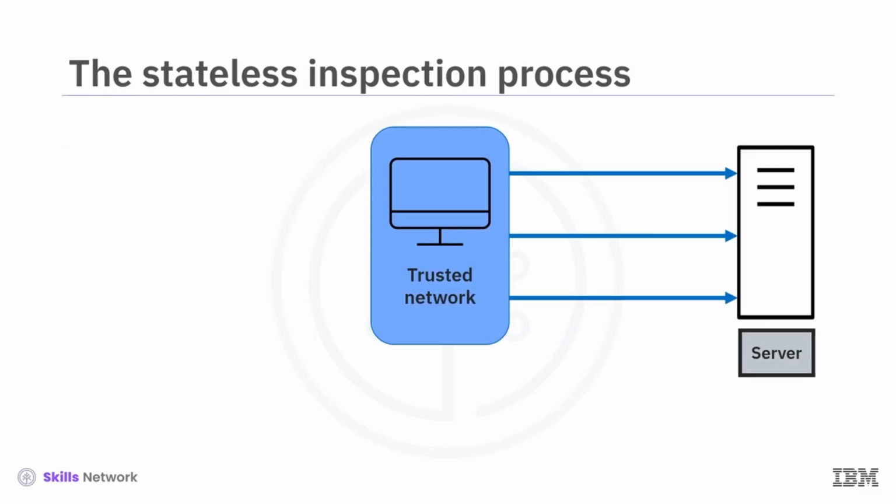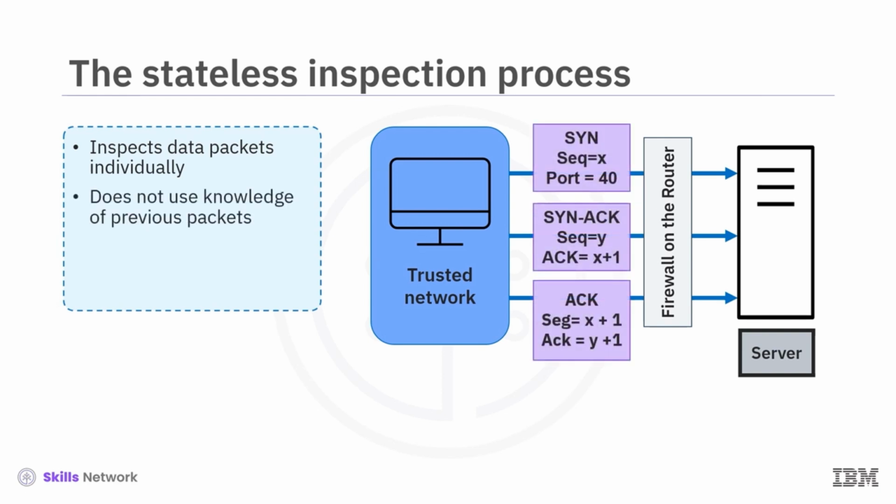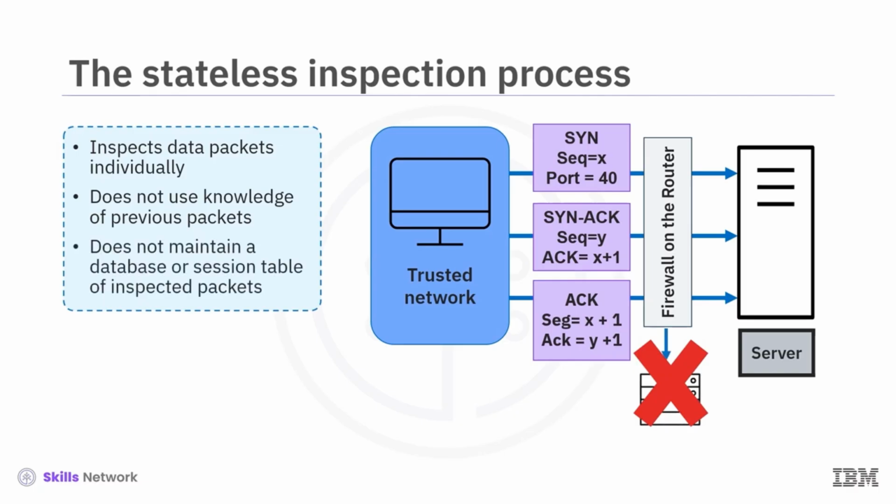Regular routers and some firewalls use stateless inspection, sometimes called stateless filtering, for data packet inspections. The term stateless means that the devices inspect each data packet individually at both the source and destination ports without knowledge of previous packets. Stateless inspections do not maintain a database or session table of the inspected packets. Therefore, there is no record of the packet inspections.